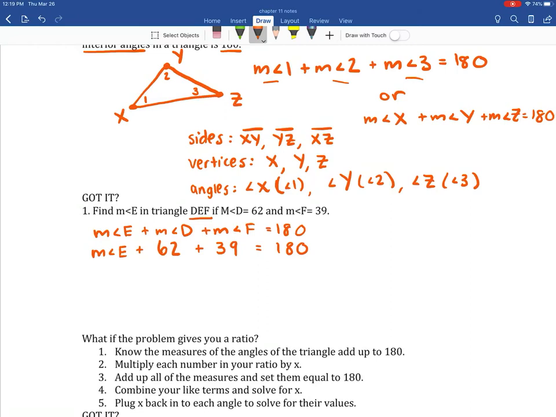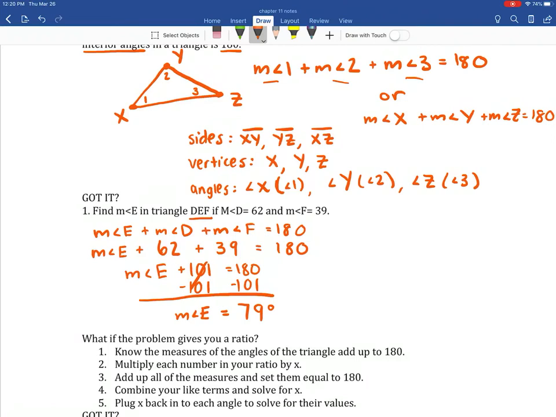So by doing this, I have one variable and two that I already know. So I'm going to combine my like terms. I'm going to do 62 plus 39 first. Then I'm going to subtract 101 from both sides to find that the measure of angle E is 79 degrees. So again, that might be something that some of you can do in your head, but remember, we are writing out our work. What if the problem gives you a ratio?